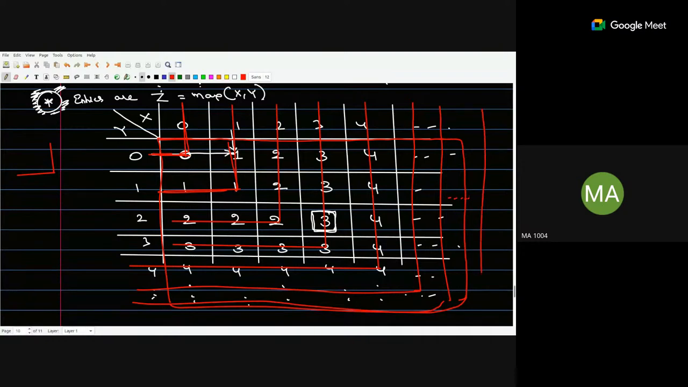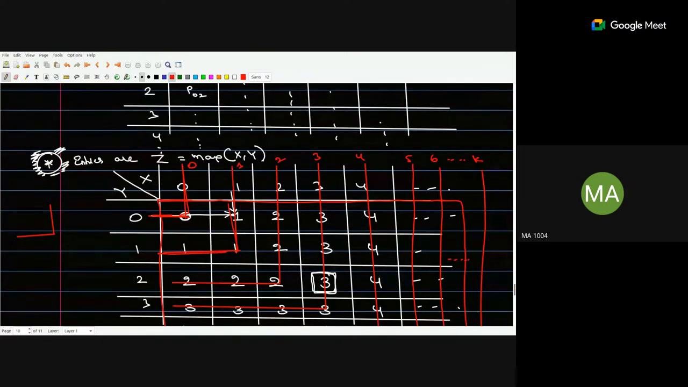So there will be a line for k. This is for 0, this is for 1, this is for 2, 3, 4, 5, 6, and so on. There will be some line for k. So this 0 is like Z is 0, and this 1 is like Z is 1. So Z is 1 in these three cases.